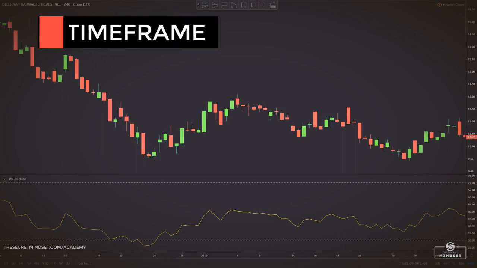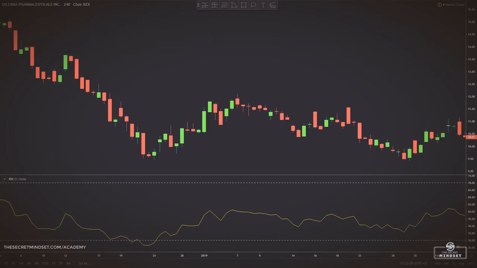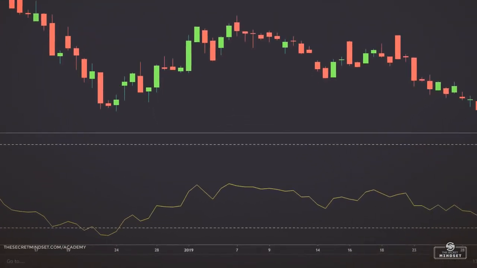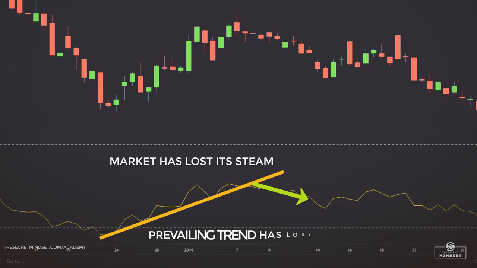The RSI trendline approach works best on higher time frames, but it can be used on any time frame for day trading, for example. The rules of this technique are straightforward. We only need to connect the most recent RSI peaks or valleys with a trend line, and we search for a breakout of that trend line, which will warn us that the market has lost its steam and that the prevailing trend has lost its momentum.